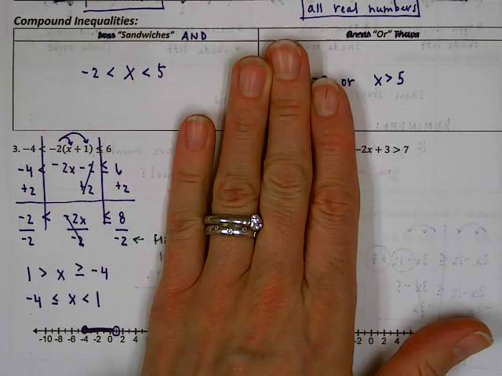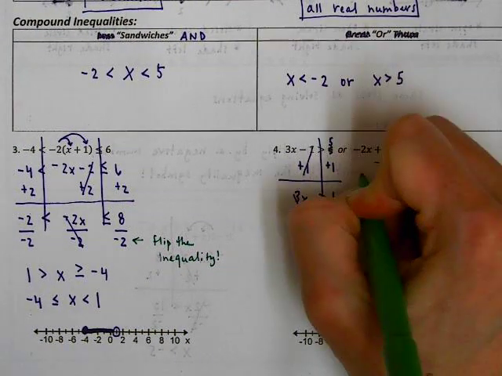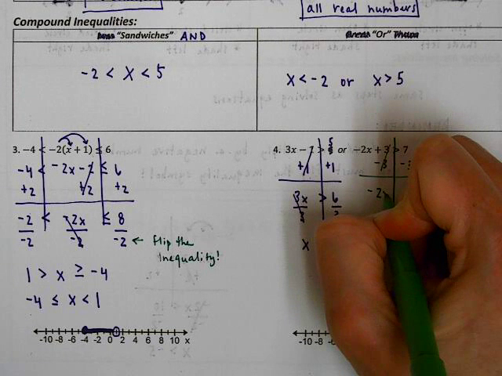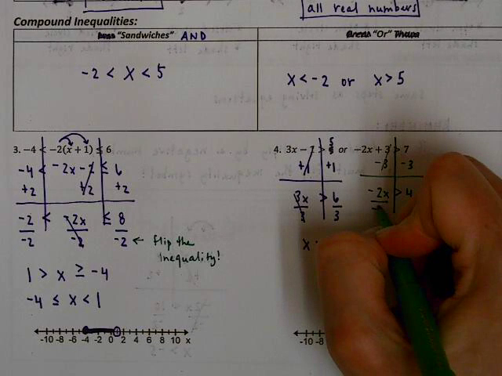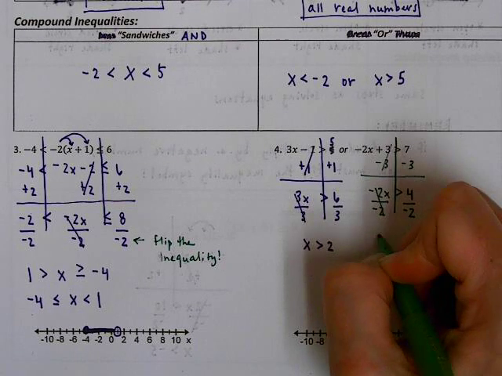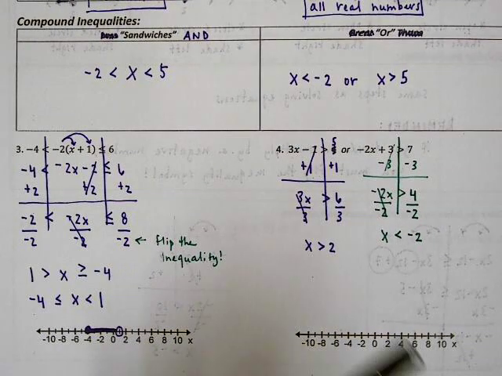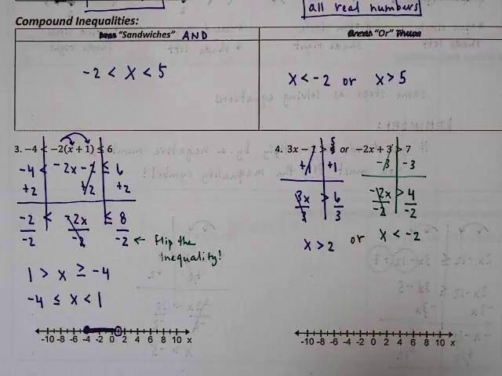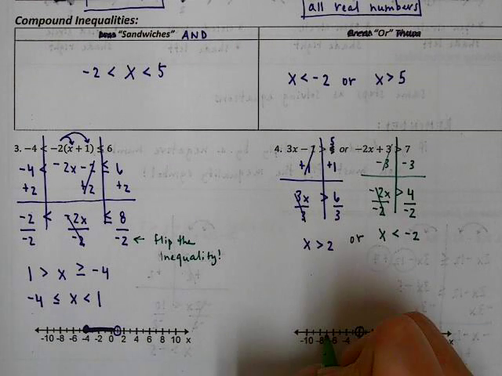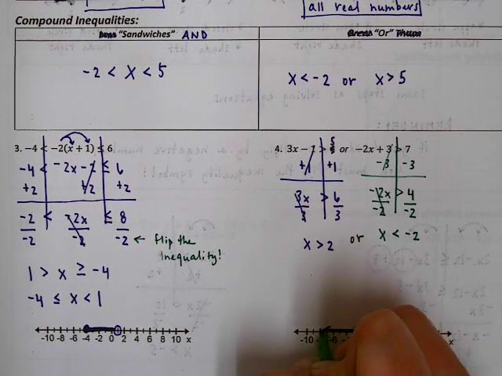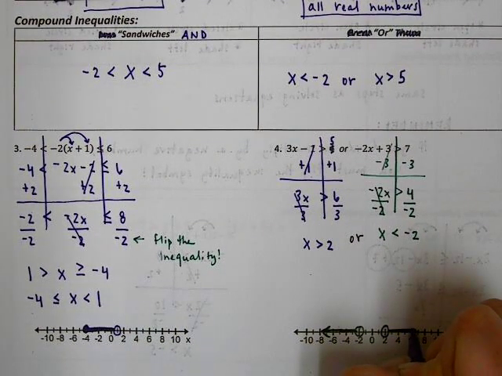Now I can solve this one. So I'm going to subtract 3. I get -2x is greater than 4. Now I'm going to divide by a -2, and when I do that, I'm going to have to flip my inequality. So my solution is x is greater than 2 or x is less than -2, and I'm going to graph those two inequalities. So that's going to go to the left. I'll have x is greater than 2 and shade to the right.